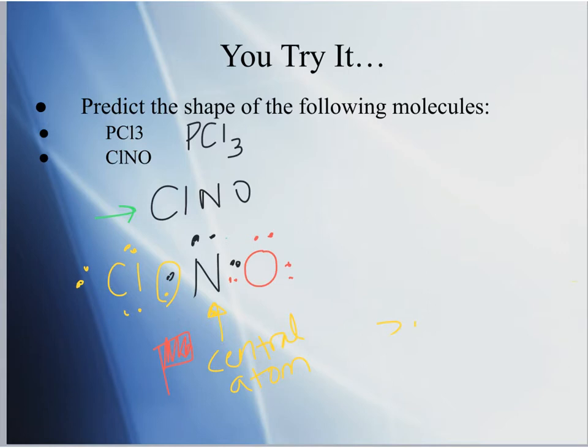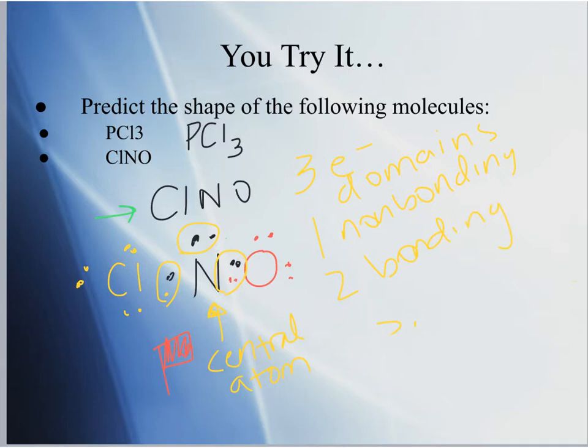In this case, nitrogen is our central atom, and we have 1, 2, 3 sides of nitrogen that have electron domains. So we have 3 electron domains, or electron groups, around nitrogen. But one of them is a non-bonding pair, and then 2 of them are actually bonding to other atoms.